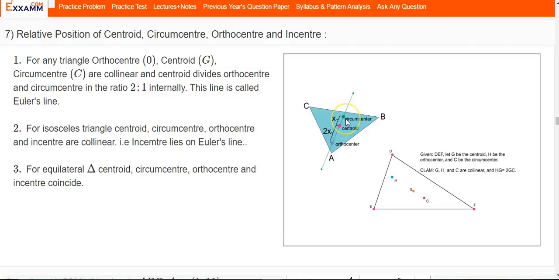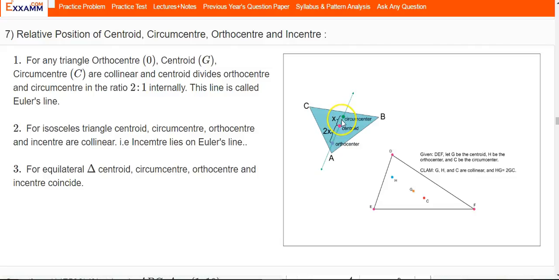So this distance, when it is x, this distance would be 2x. One property of circumcenter: we said that if modulus of z1 is equal to modulus of z2 is equal to modulus of z3, then in that case the circumcenter is the origin. And this is the second very important property: we have to remember that the centroid is nearer to the circumcenter. So if this distance is x, then this distance is 2x, or if this distance is x, then the distance between circumcenter and orthocenter is 3x.